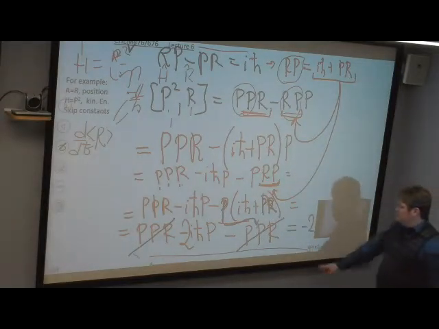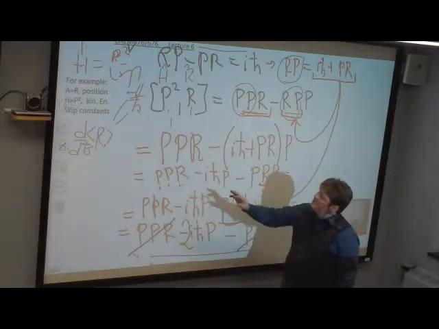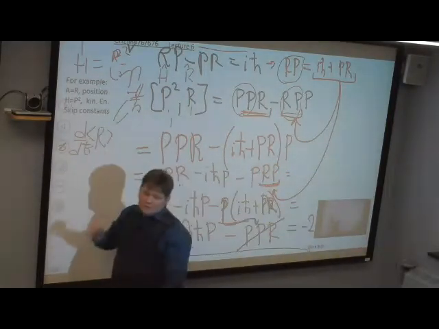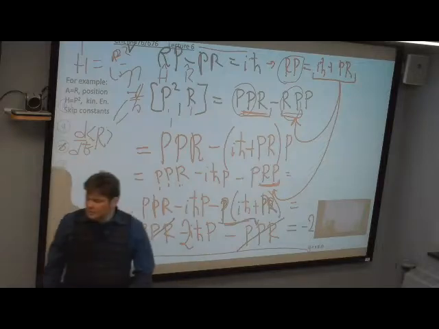Okay, and then when they cancel, you have minus i h bar P, and up front there is a factor 1/2m. So the 2 will cancel, and then there will be i h bar P over 2m.